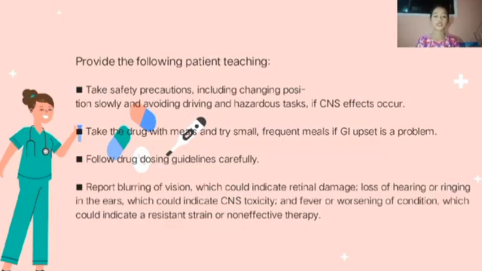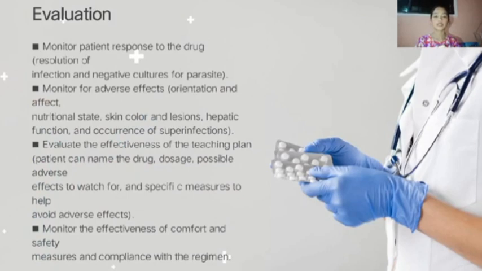Report blurring of vision, which could indicate retinal damage; loss of hearing or ringing in the ears, which could indicate central nervous system toxicity; and fever or worsening of condition, which could indicate a resistant strain or non-effective therapy. So the last part is the evaluation.